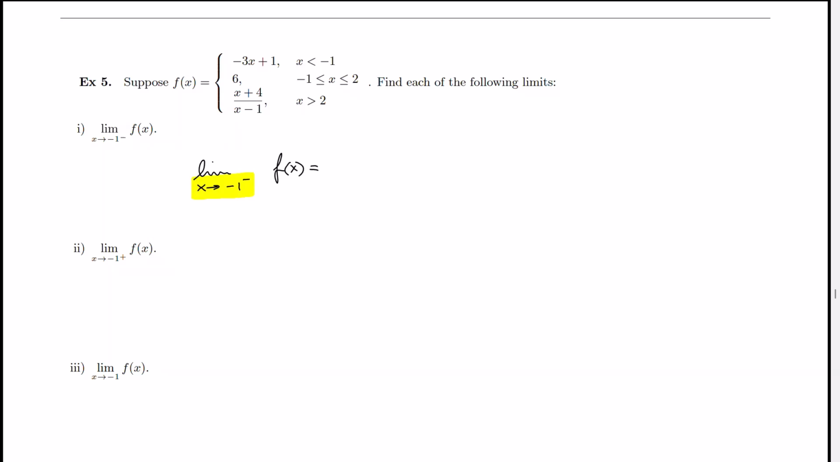Now, the first thing I'm going to do is basically imagine a number line with negative infinity on one side and positive infinity on the other side. And I'm going to try to think about what my x is approaching. So if this is negative 1, where the heck is negative 1 minus?